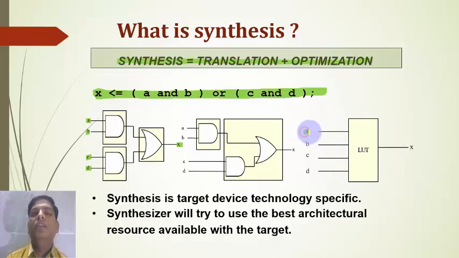So these signals A, B, C, D are given to one of the lookup tables, and it will do the functionality of whatever modules we are combining, that is the AND and OR modules. All those functions are combined together within this particular box. So it will give the result x equals a and b or c and d. This particular process is synthesis.